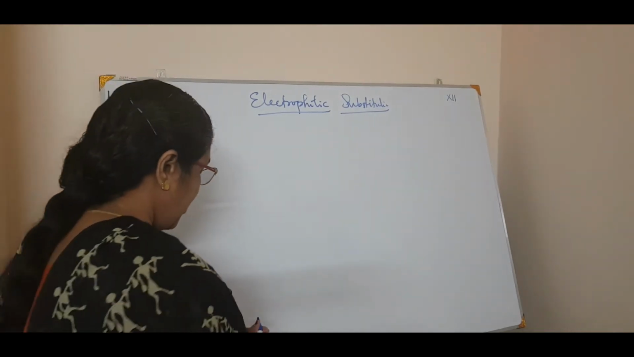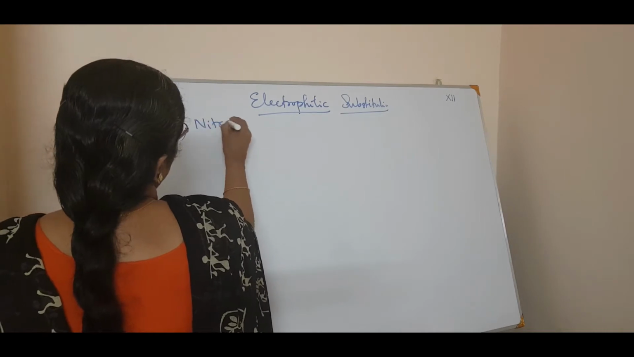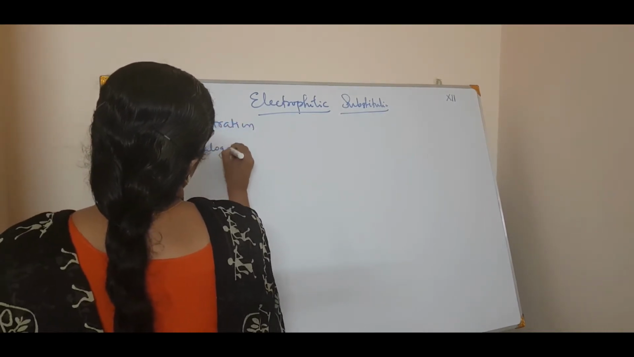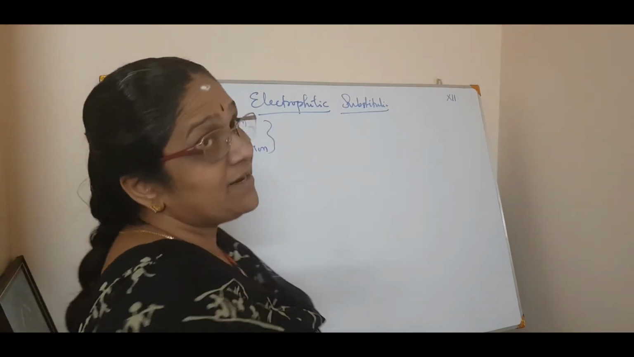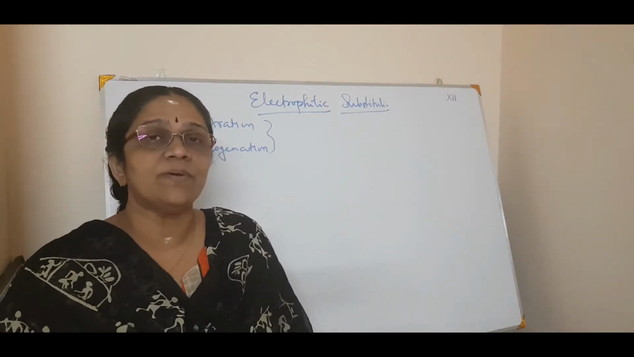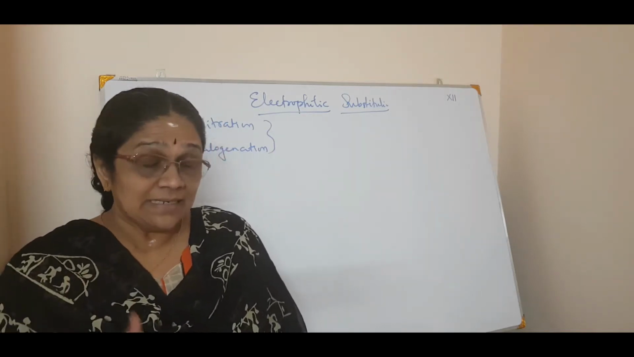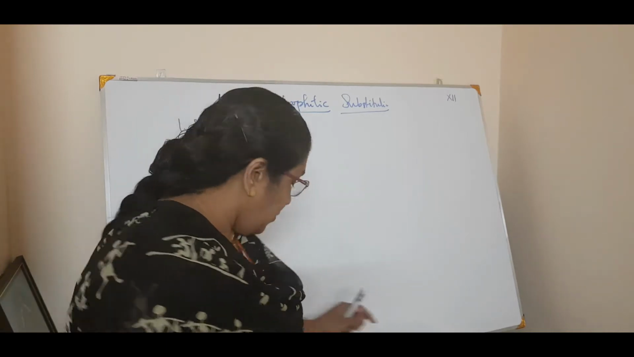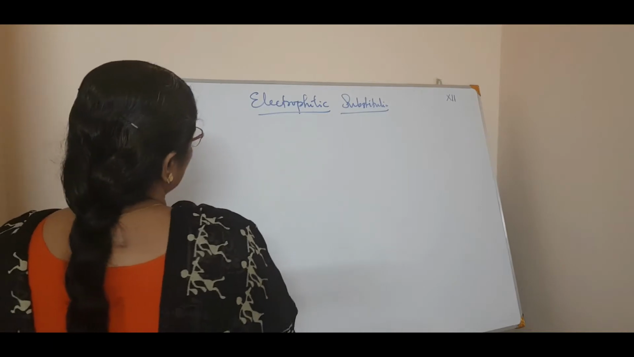Of phenols, you have to study two reactions. One is nitration and the second is halogenation. Okay. Now how will you nitrate a phenol? What do you mean by nitration? Nitrating a phenol means adding an NO2 group, isn't it? So how does electrophilic substitution come in the nitration of phenol?